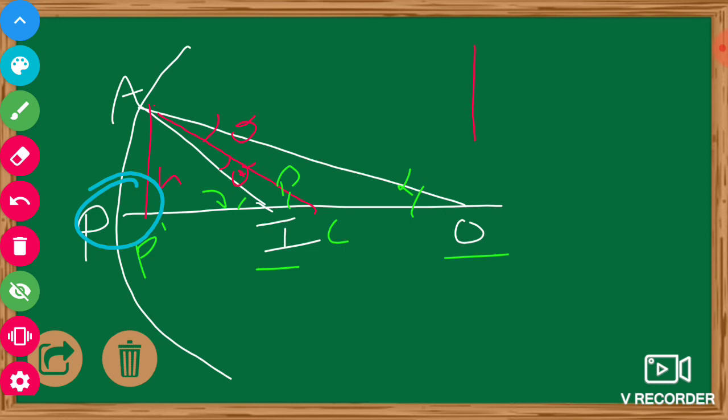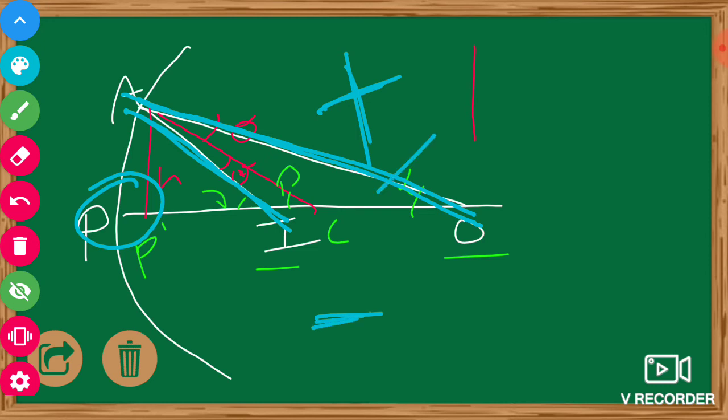The distance measured in the direction of the incident ray should be taken as positive, and the distance measured in the reverse direction of the incident ray should be taken as negative. That means the direction the incident ray travels should be taken as a positive value, and the direction opposite to the incident ray should be taken as negative.